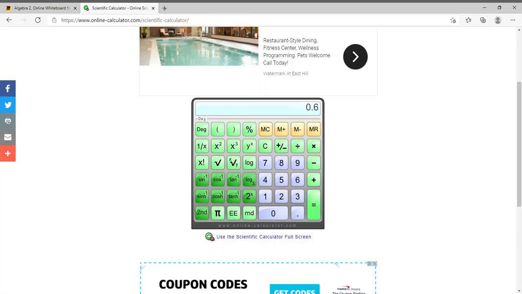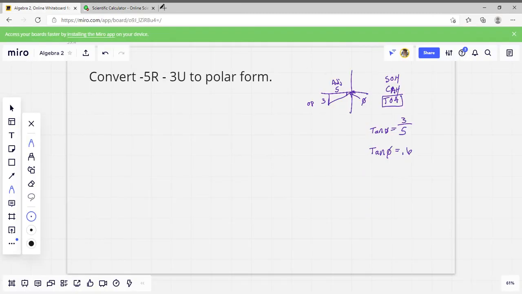So my tangent of angle theta equals 0.6. Then I'm going to hit second right there and say tan negative 1, or it might say inverse tan. And that comes out to about 31 degrees. We're going to round that to 31 degrees. Okay, so I've got that part.